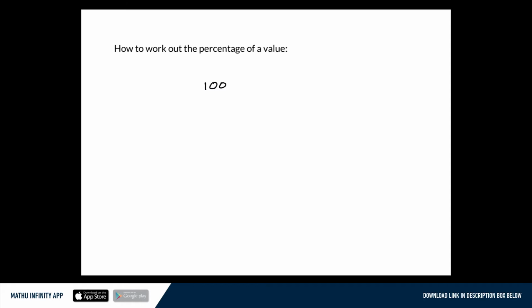So if you get a question and it says, calculate, let's say, 12% of 10,000 Rand. And they want you to know what is 12% of 10,000 Rand. What you remember, that is 12 out of 100. So you can rewrite it as 12 over 100. And of in maths means times. So that's times 10,000.